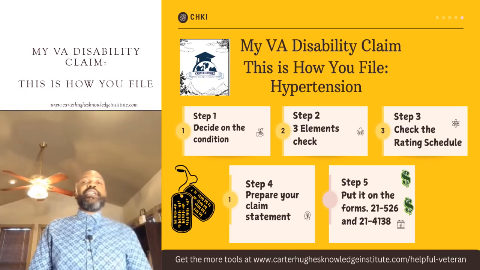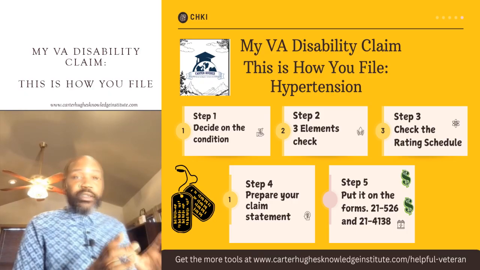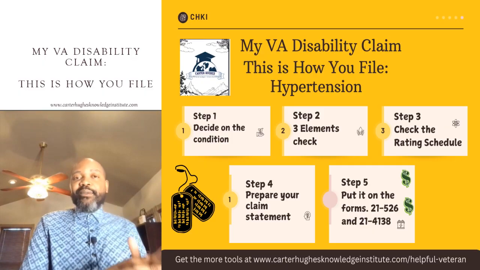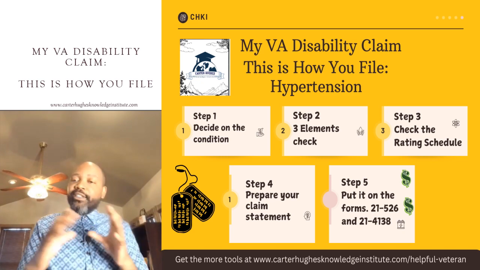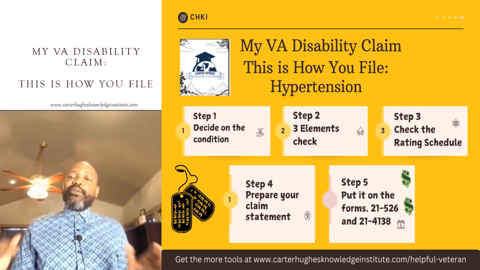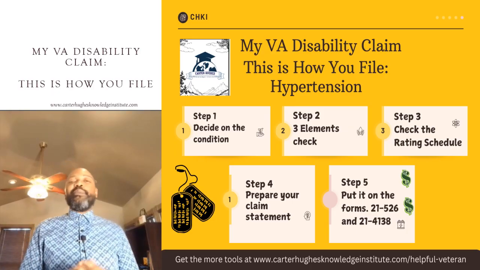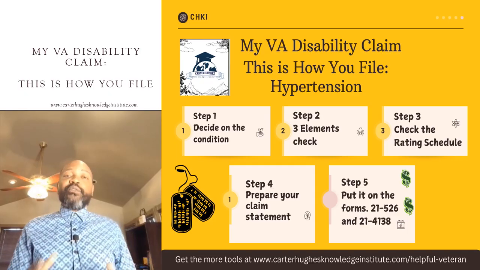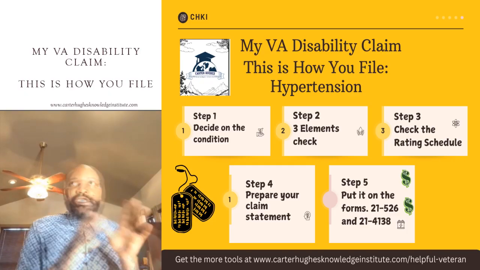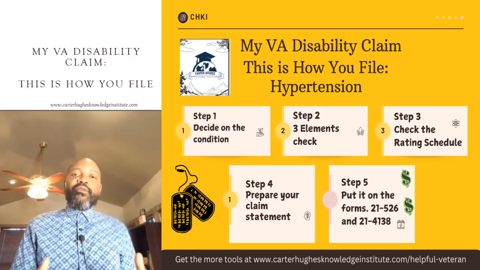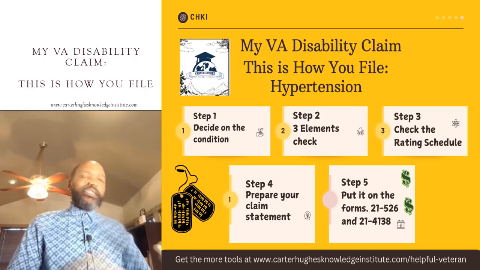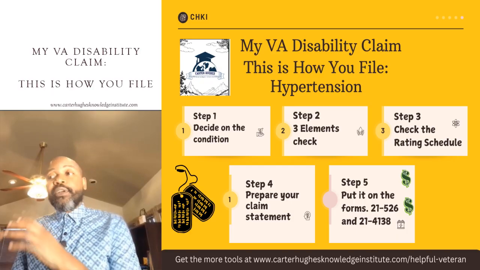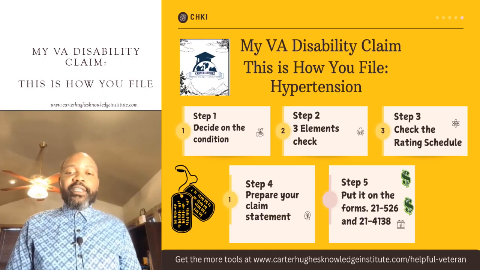Step number 2, 3 elements check. We're going to see if this claim is strong or weak, right? We use the 3 elements to see. If you got only one element, that's weak. 1 or less, that's weak. 2 or more, that's strong, right? We want to try to get all 3 before we send it up, make it easy for yourself, and make this thing go a little quicker. Step number 3, we're going to check the rating schedule for hypertension. We're going to see exactly what symptoms the VA is looking for when they rate hypertension. That's what matters. There are a bunch of symptoms to every condition, no doubt about it. You want to know what symptoms the VA is looking for specifically for this condition.